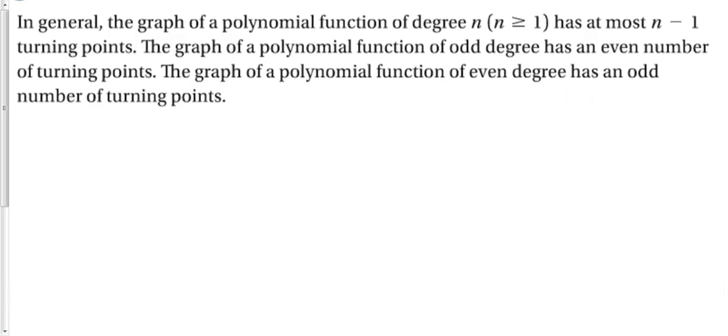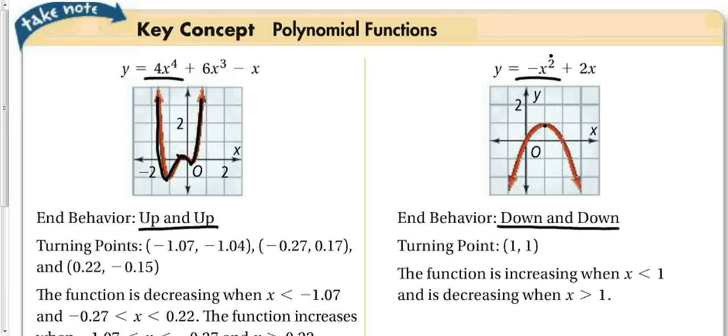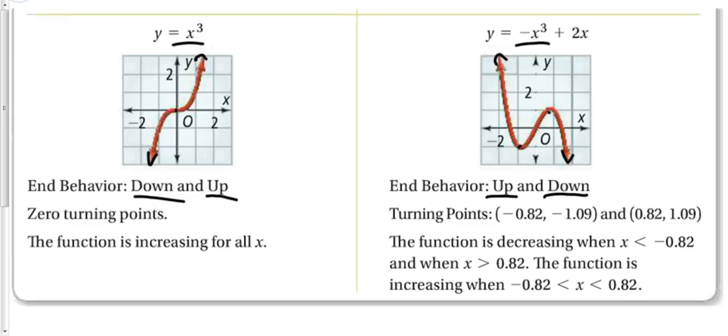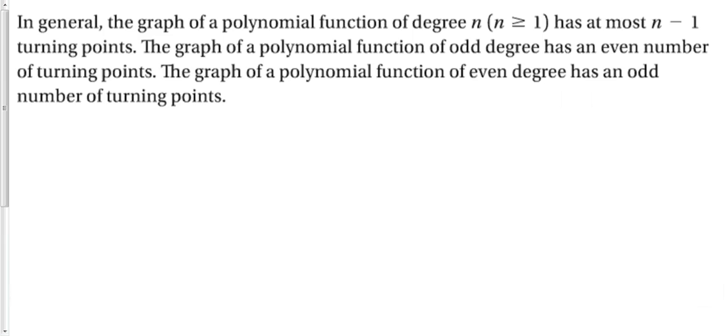So we can sort of make an assumption based on these 4 pictures right here. This was something to the 4th power. It had 3 turning points. This one was something to the 2nd power. It had 1 turning point. This one was to the 3rd power. It had none. And this different one over here is also to the 3rd power, and it had 2 turning points. So that leads us to something that we can say about a graph and the number of turning points that it has.